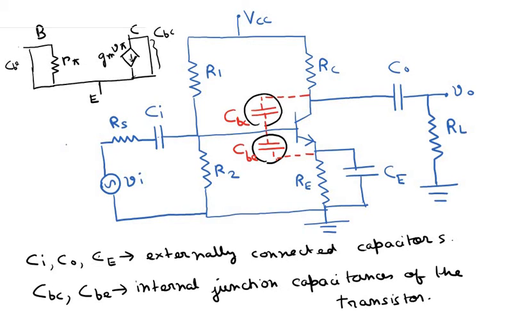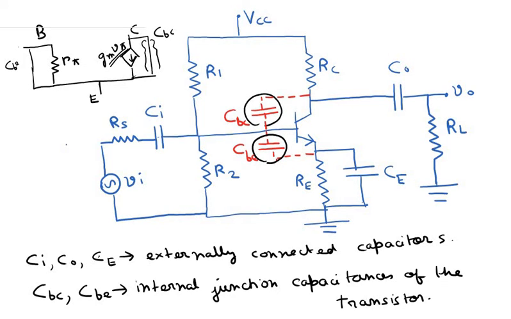Even if there is any AC component of the collector current, that collector current would entirely flow across this short circuited path, which basically means that there would be no AC component of the voltage at the output. So gain would be reduced to 0 at very high frequencies when these two capacitors CBC and CBE act as short circuits.